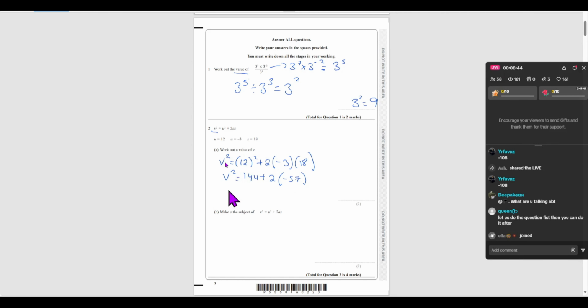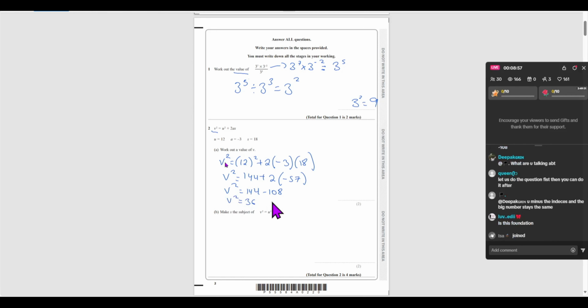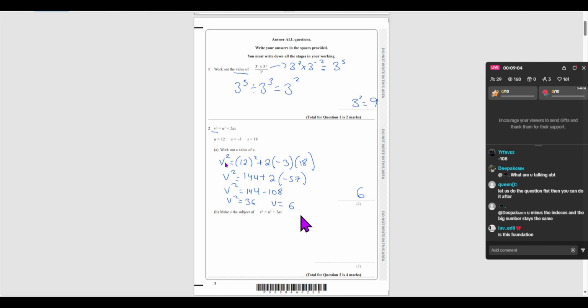And then we'll simplify this even more to v squared is equal to 144 minus 108. And then you'll get v squared is equal to 36. And then v is equal to 6. Okay? Just like that. Is this foundation? This is higher paper. This is the higher paper.